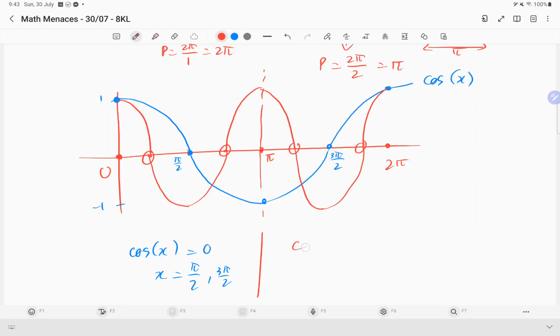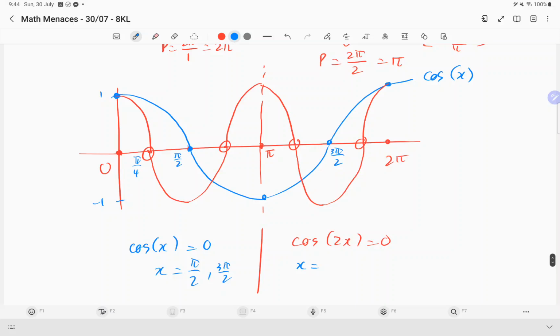But if you were to solve the red one, cos of 2x equals 0, if you try to look from the graph, it's not that obvious. If you want, you can still use the graph, so that's pi on 4, and you count: 2 pi on 4, 3 pi on 4, 4 pi on 4, and so on. It's just how many pi's on 4 there are. So using the graph, you can get straight to the answer: x would be pi on 4, 3 pi on 4, 5 pi on 4, and 7 pi on 4.